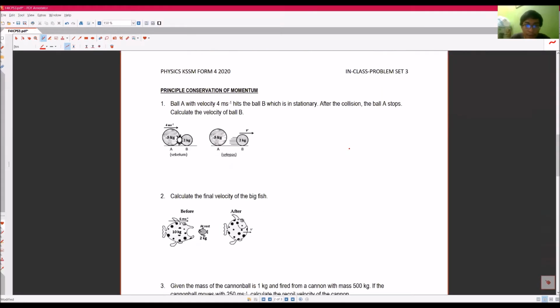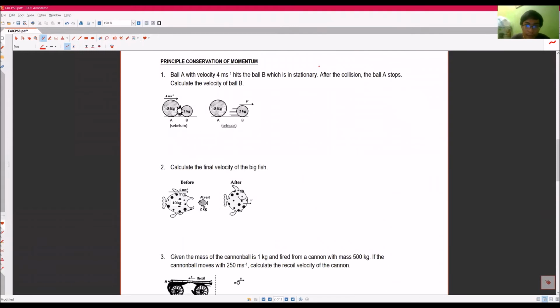Okay, now let's move on to the principle of conservation of momentum. The principle of conservation of momentum states that total momentum is conserved for collisions when there are no external forces. Okay, so that's the principle of conservation of momentum.